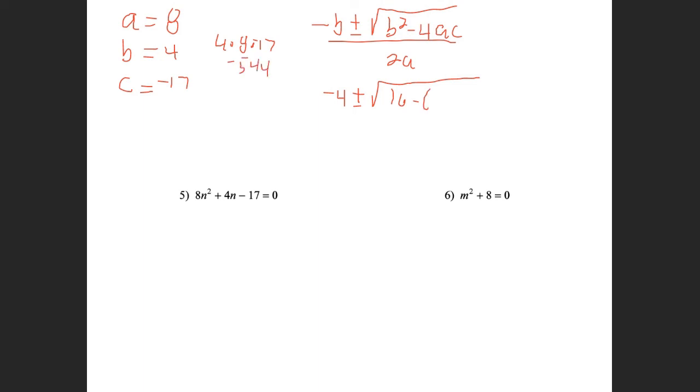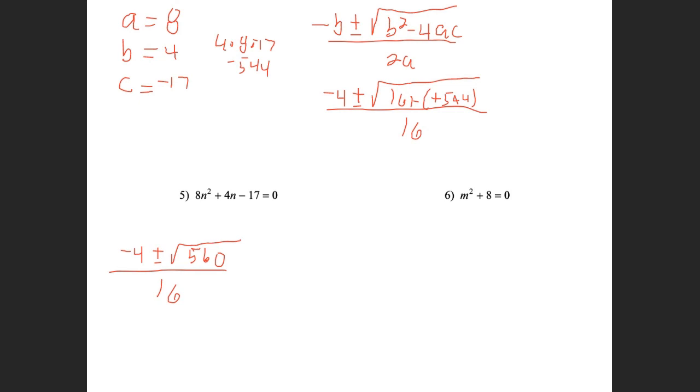So if I put that in here, remember, it's still a subtraction sign there. All over 2 times a, well, a is 8, so that's just 2 times 8 is 16. 16 minus a -544, so that's going to be plus. So I'm just going to add 16 onto that. So that gives me 560. So my answer is going to be -4 plus or minus the square root of 560 over 16.